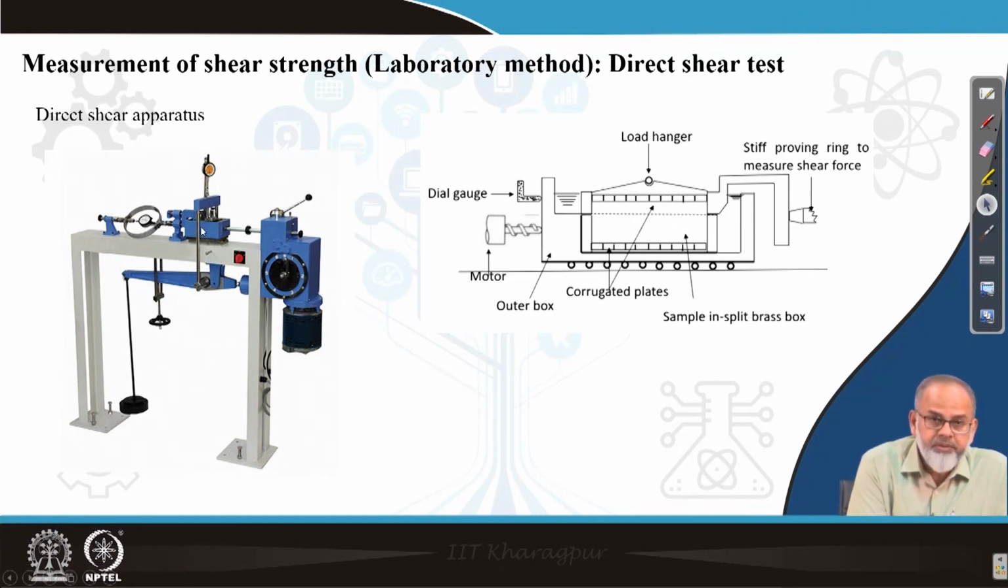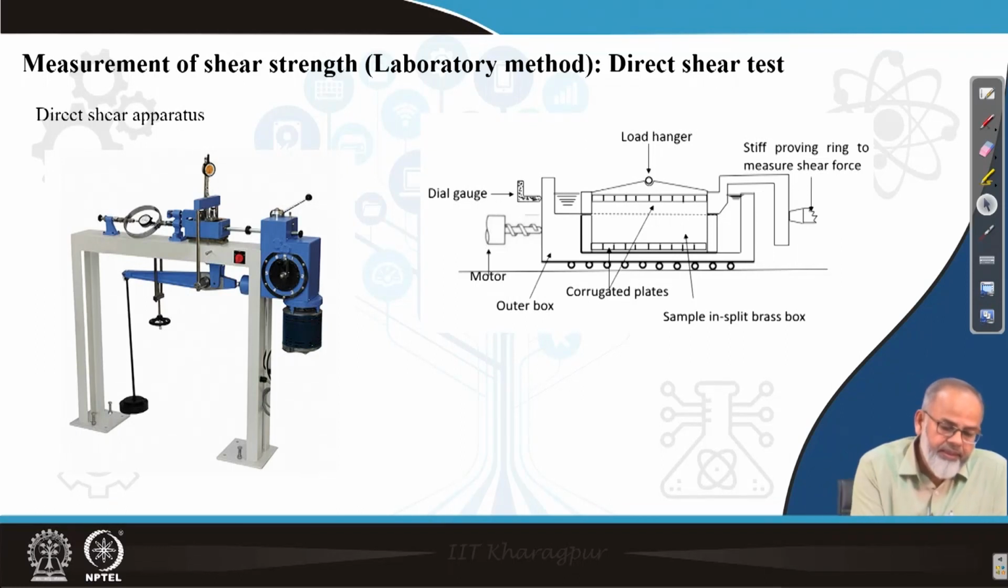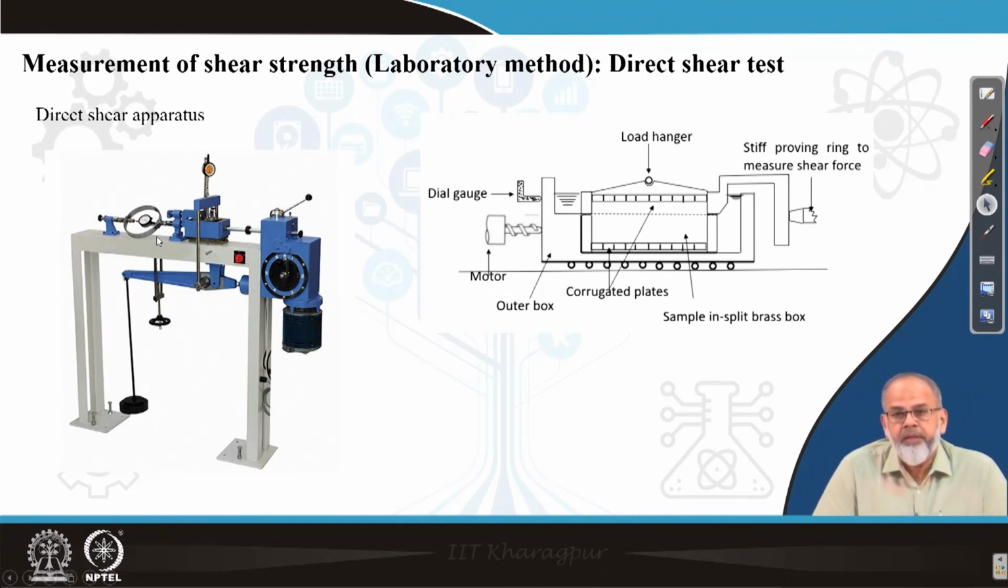Inside this there is a shearing box, which comprises two halves, and they are of square cross section, 6 centimeter by 6 centimeter, and the depth is also 6 centimeter. The soil to be tested is to be kept inside this box, and then the box is kept inside a container. One end of the container is attached to a motor for giving the tangential force. The other end is connected to a proving ring, so that will measure the tangential force which is applied.